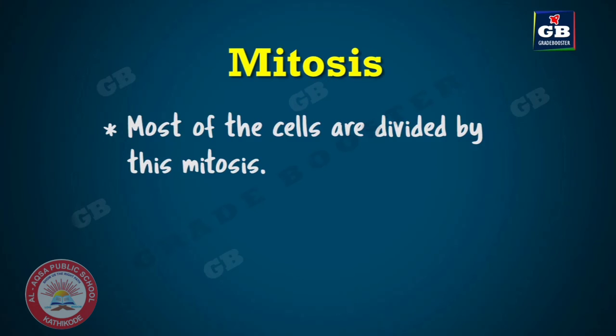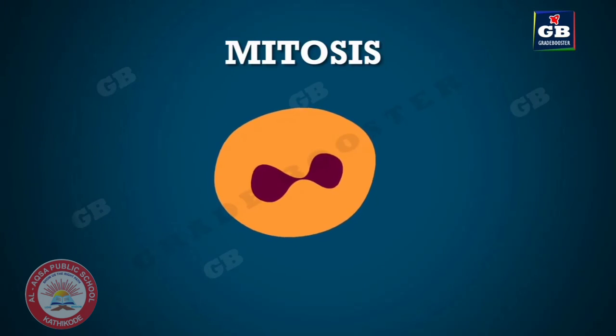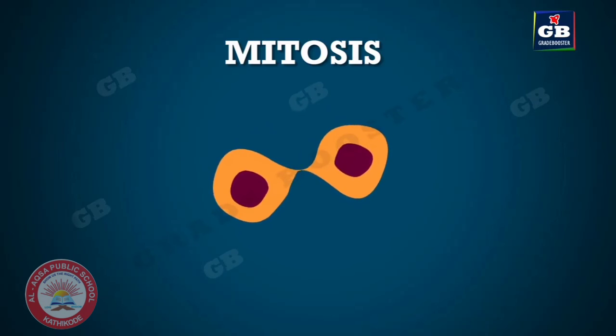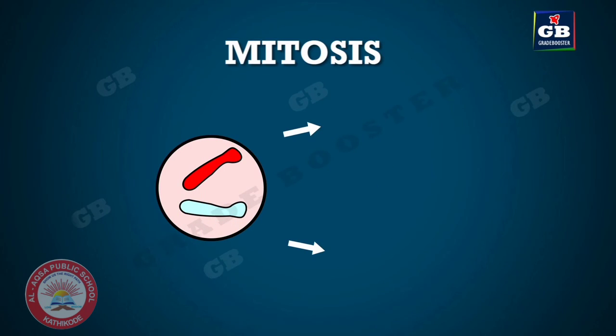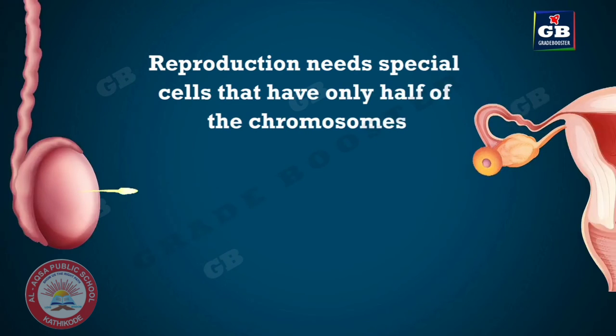Most of the cells in our body are divided by mitosis. Mitosis helps in the growth and repair of the body. In mitosis, the parent cell divides to form two daughter cells, which are similar to the parent cell and have the same number of chromosomes as the parent cell. That is, if the mother cell or the parent cell has 46 chromosomes, both the daughter cells also will be having 46 chromosomes. But we know that for reproduction, the gametes are formed with half the number of chromosomes.